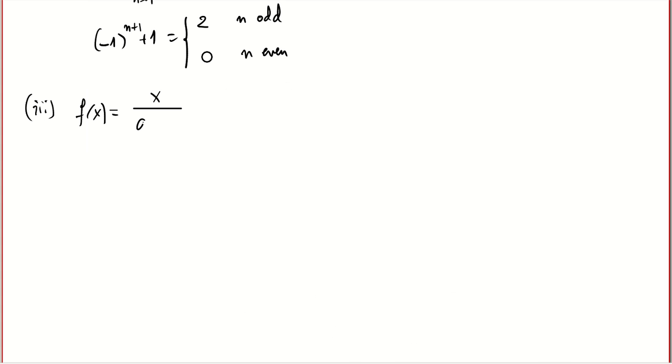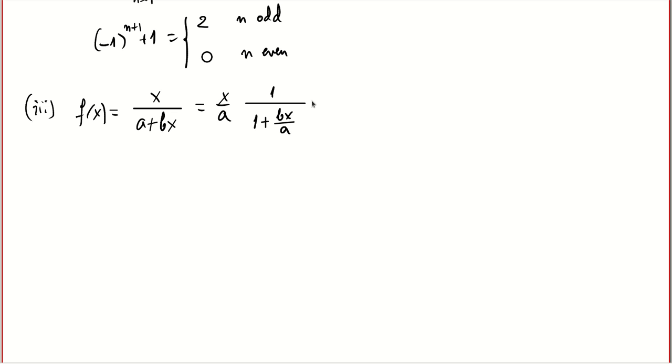X over a plus bx. All right, this is basically factoring out appropriate terms. We can write this very similar to the geometric series. We factor x to divide by a here. So what we have here is 1 plus bx divided by a.